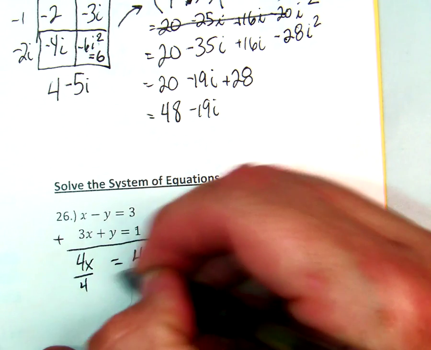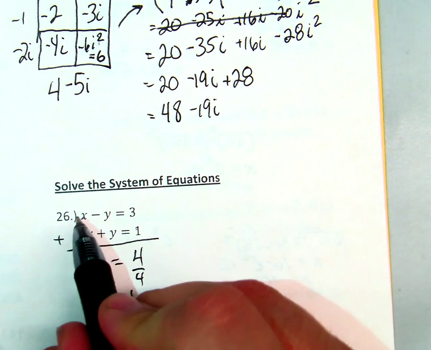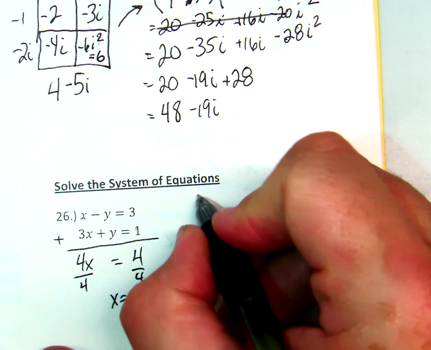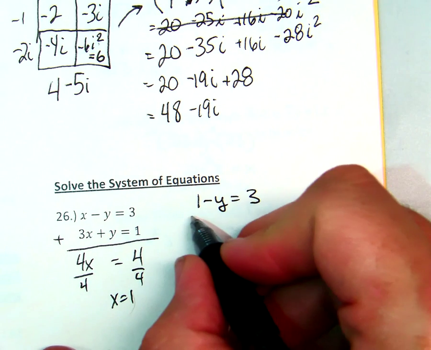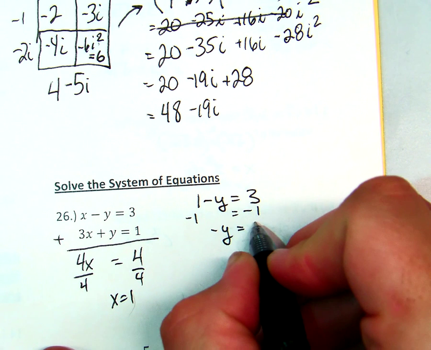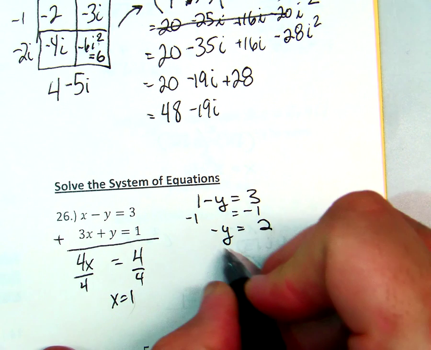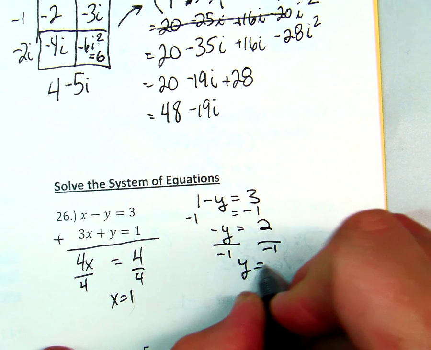Now I'm going to take that, put it in the top one. 1 minus y is equal to 3. Subtract a 1. Negative y is equal to 2. Divide by negative 1. y is equal to negative 2. So my answer is 1, negative 2.